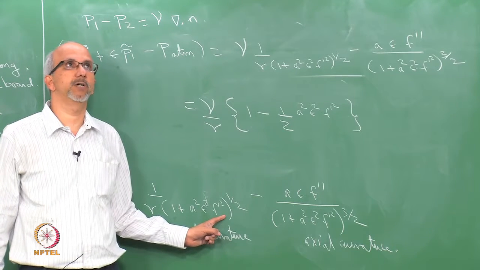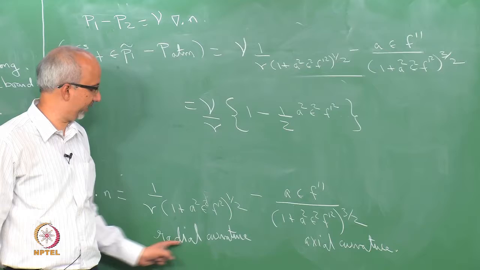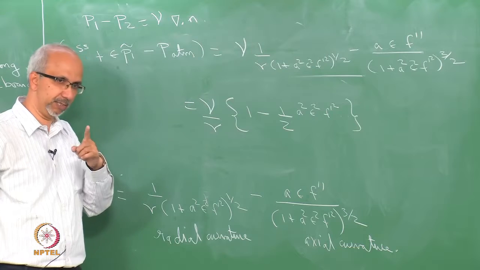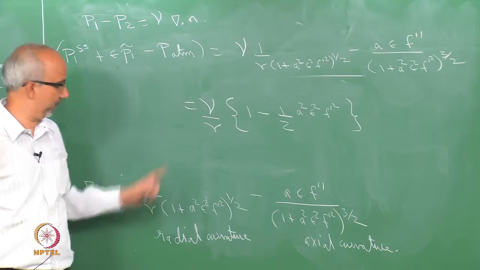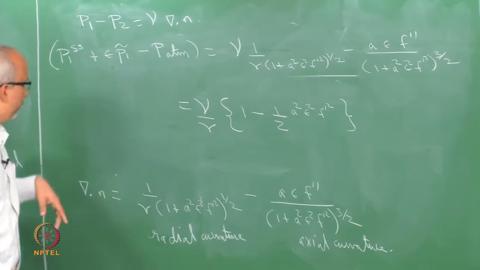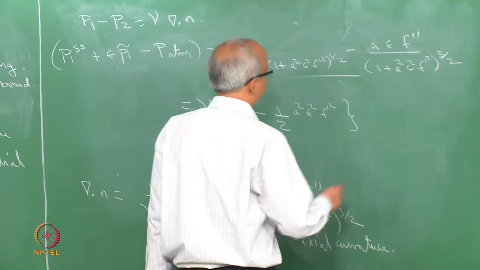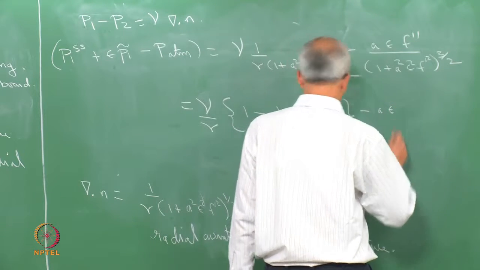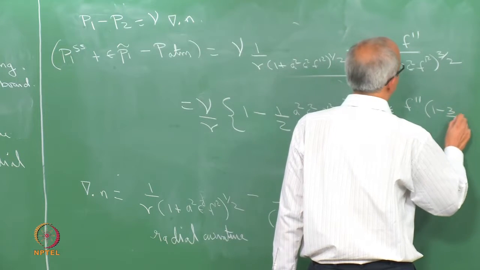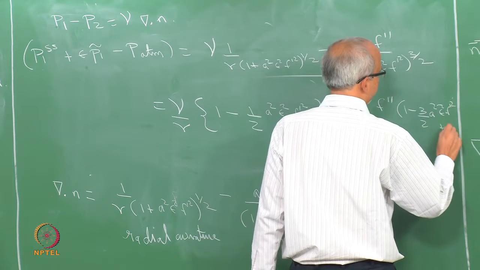The radial curvature you are saying is equal to 1 by R. And no, this is the radial curvature. Let me finish this analysis, and then we'll come to your question. So, how does this binomial series work? 1 by 1 plus nx, minus A epsilon times F double prime times 1 minus 3 by 2 times A squared epsilon squared F prime squared, plus et cetera.